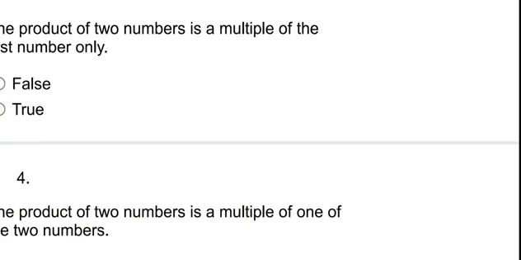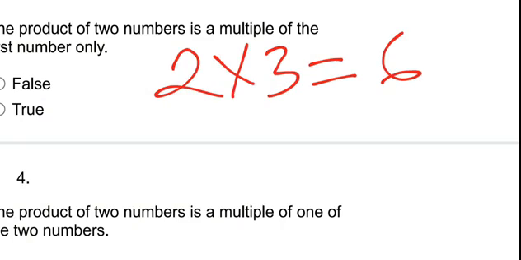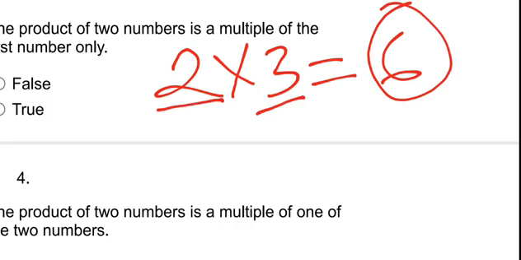Now for number 3, the product of two numbers is a multiple of the first number only. No, we can't say that, so that is false. For example, 2 multiplied by 3 equals 6. This 6 is a multiple of 3 and it's also a multiple of 2. So not the first number only. It's a multiple of both numbers. So the product of two numbers, which is 6, is a multiple of both numbers. That should be the correct answer. Is that clear?